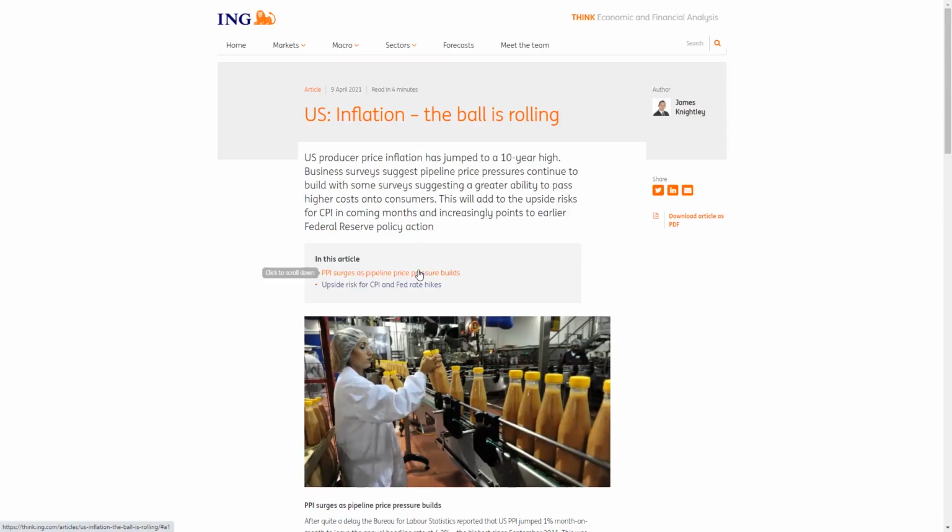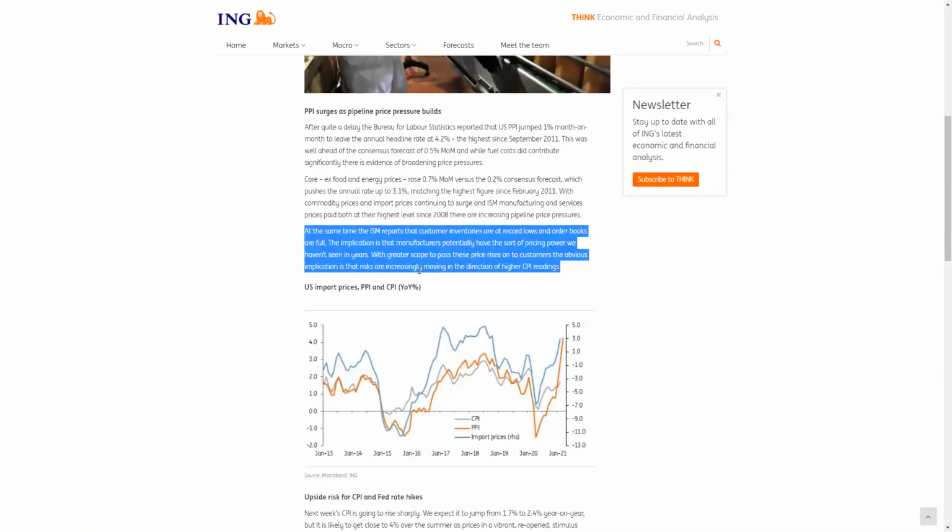And according to a recent report by ING, they've stated that the implications of all of this means that manufacturers potentially now have the sort of pricing power we haven't seen in years, with greater scope to pass these prices on to customers. The obvious implication is that risks are increasingly moving in the direction of higher CPI readings.